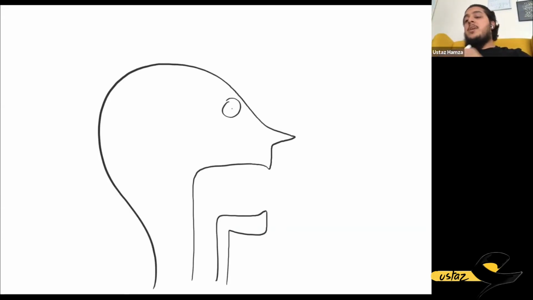Now, notice what happens inside your mouth here. Okay. Now, this area here, we call it the palate. It's like an empty area in your mouth. Of course, everyone has a tongue.